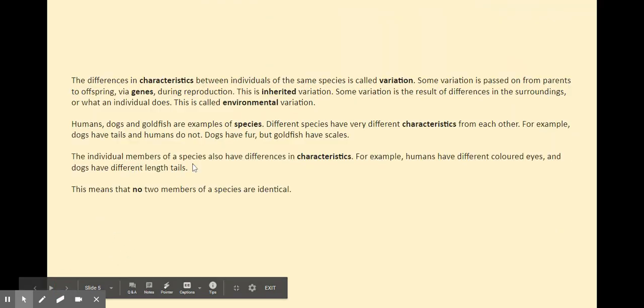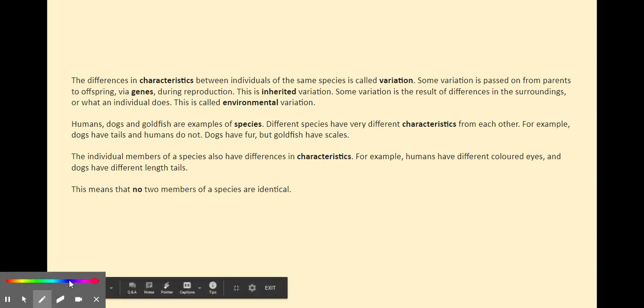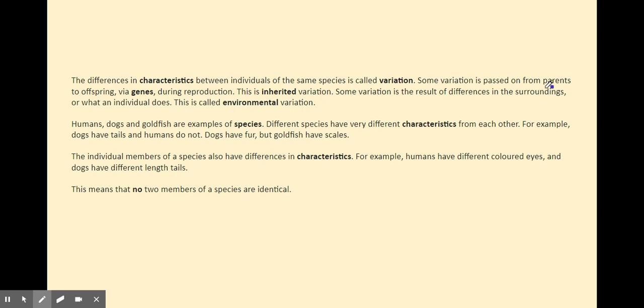So the different characteristics between individuals of the same species is what is known as variation. So some variation is passed on from parents via genes. Okay, so things like our eye color, hair color, height, in some cases weight, shoe size, skin tone.